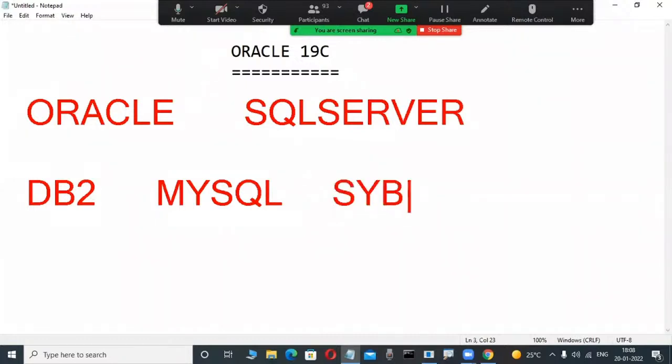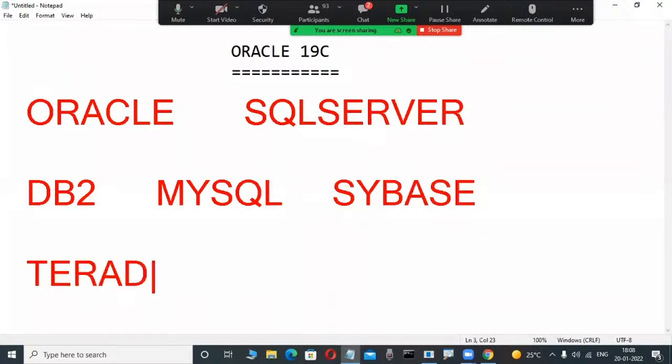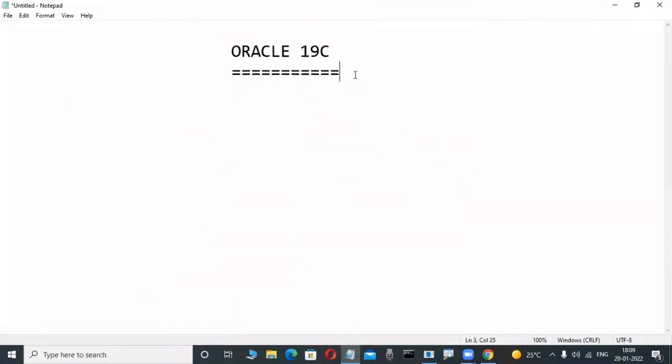Again, Sybase is a database product from Ingres Corporation. Again, Teradata. Maybe so many fellows, data warehousing application programmers, have an idea. Teradata is a database product from NCR Corporation. SQLite is a database product. Like this, so many database products are there from different companies only. That's why Oracle is always one of the popular database products. Okay, fine.